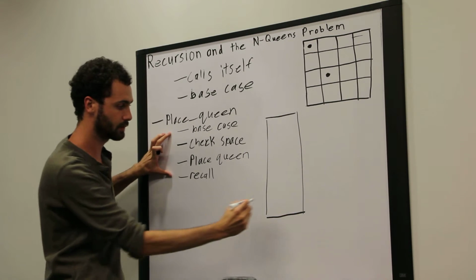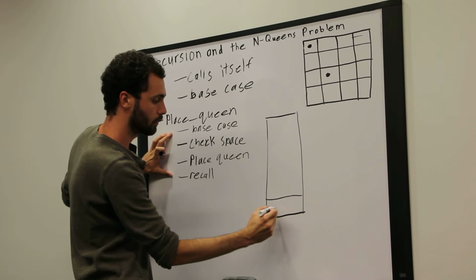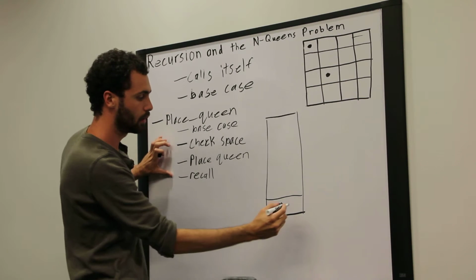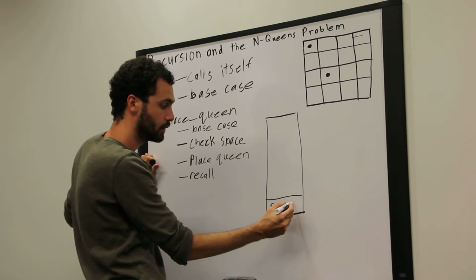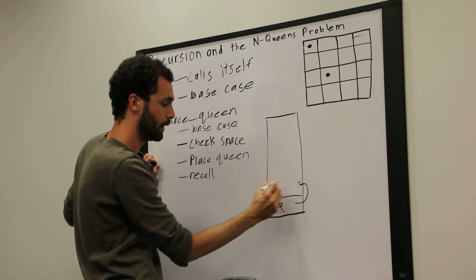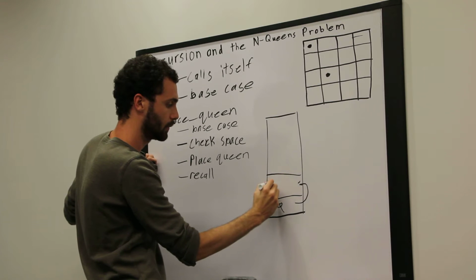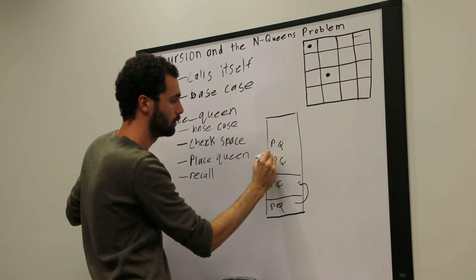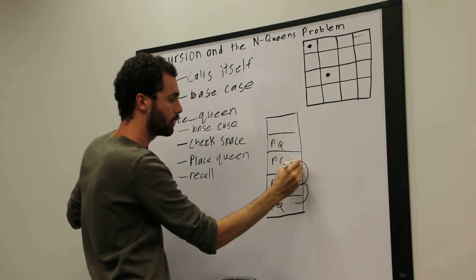When we call our function the first time, function place queen, PQ, within its body it checks to place the queen, then it calls place queen again. Okay, here's number 2. And so on, so on. We get our 4 calls on here.